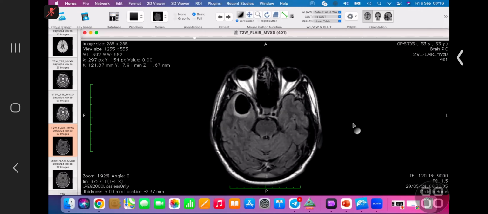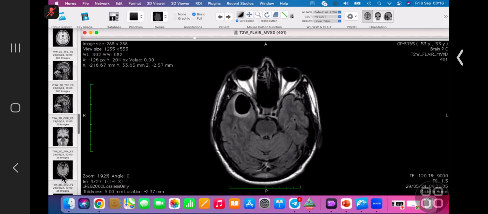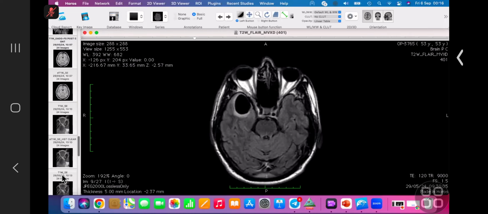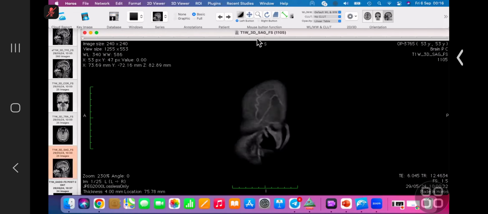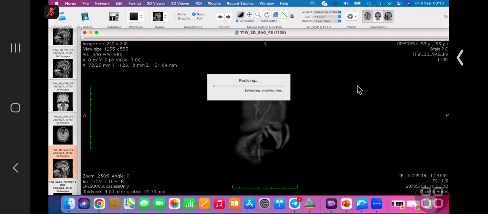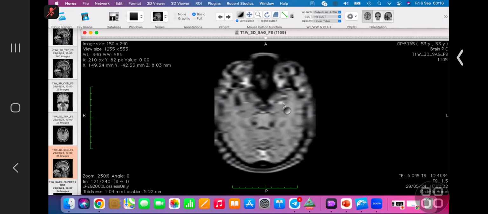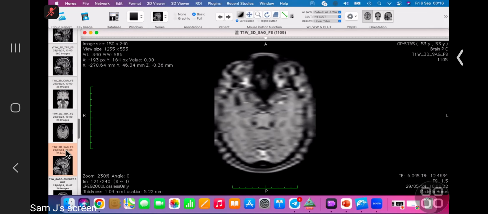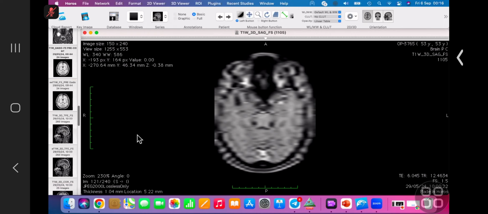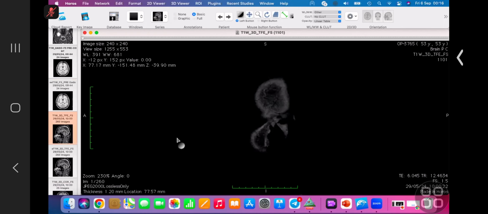Can I ask for post-contrast images? Yes, yes, definitely. Just a second. Yeah. Okay.